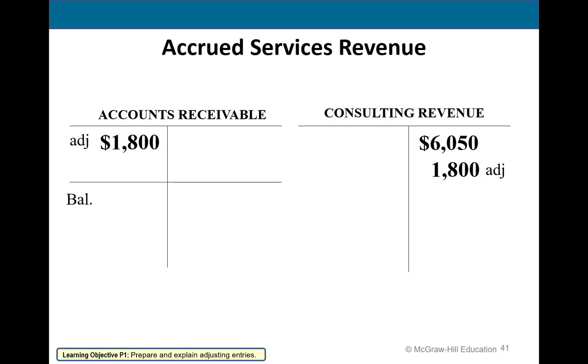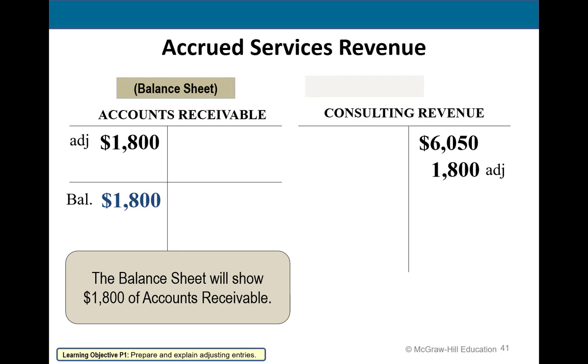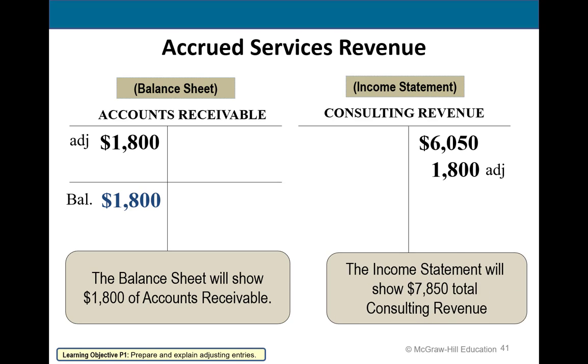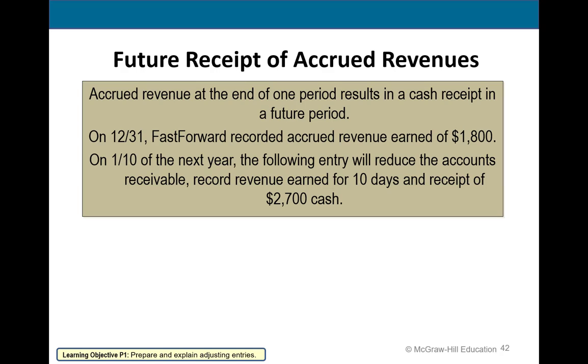Looking at the T accounts, the accounts receivable is now going to have a balance of $1,800, where my consulting revenue for the year will have a balance of $7,850. The balance sheet is going to show this $1,800 worth of receivables, whereas my income statement will show the $7,850 total consulting revenue.